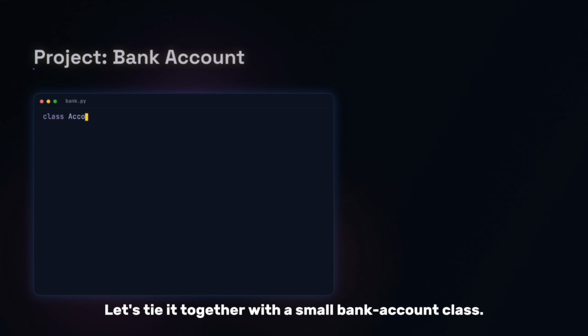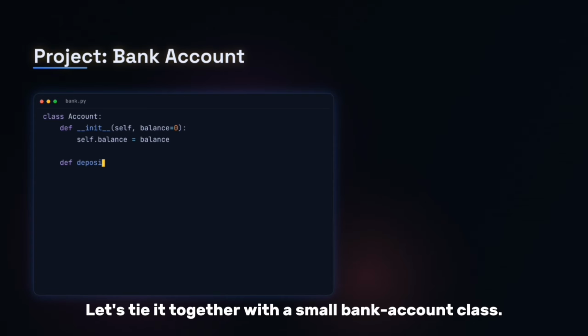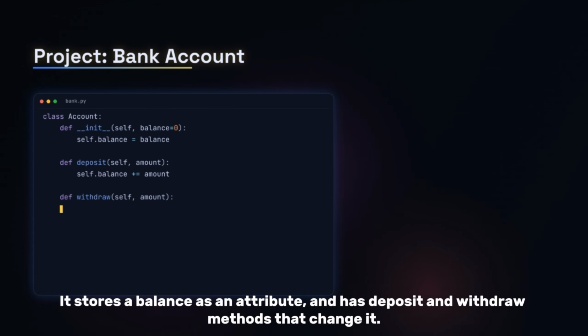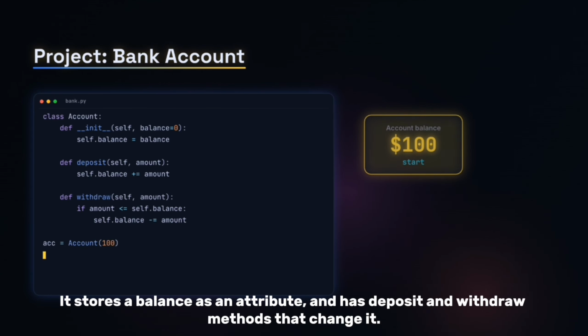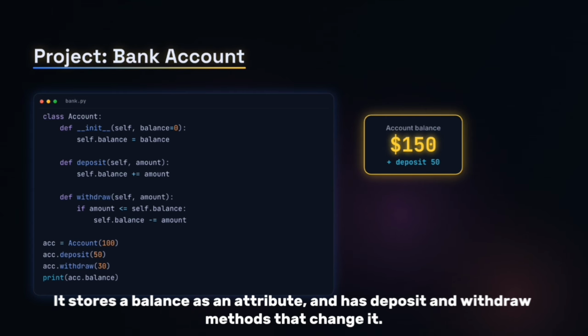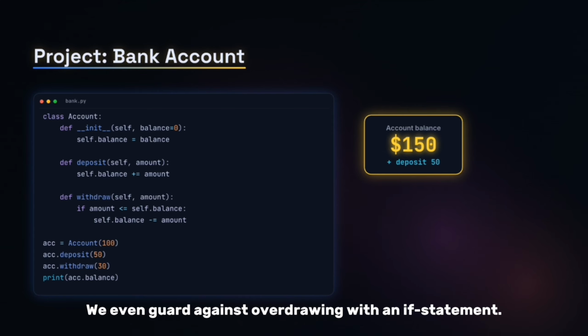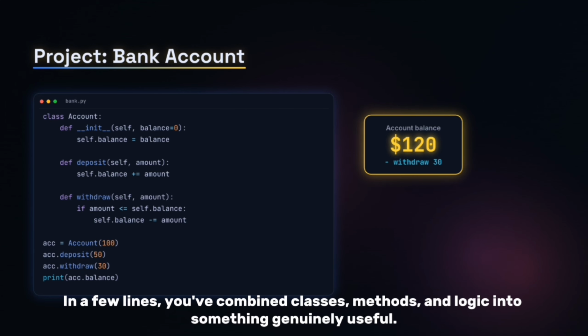Let's tie it together with a small bank account class. It stores a balance as an attribute and has deposit and withdraw methods that change it. We even guard against overdrawing with an if statement. In a few lines, you've combined classes, methods, and logic into something genuinely useful.